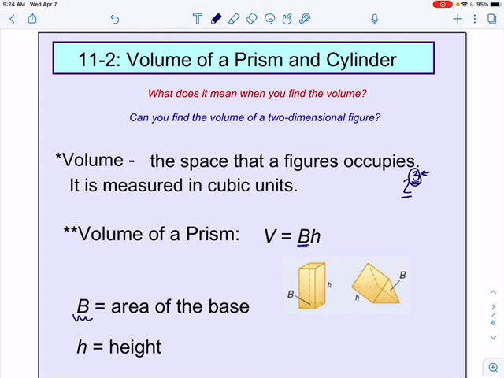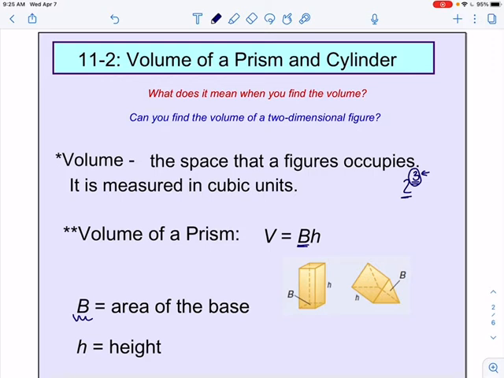Your prism can have a different shape for its base, as you see in the 2 pictures here on the right. One of those is either a rectangular prism or a square one. It's either a square or a rectangle on the bottom. You'd have to find the area of the square or the rectangle first, and then multiply it by the height.